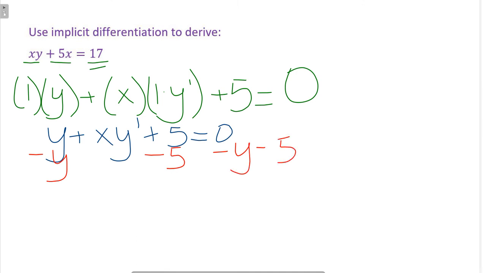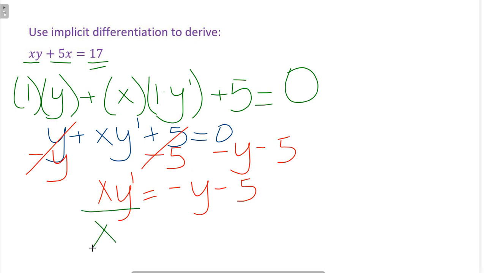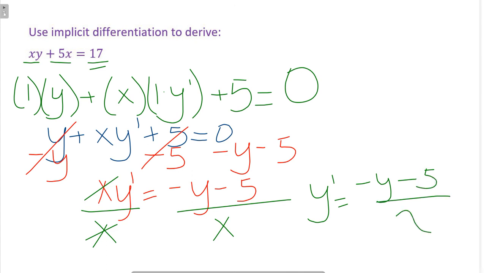Okay, so there you go. Y minus y is nothing. 5 minus 5 is nothing. X y prime equals negative y minus 5. We are almost there. We are simply now going to divide by x, right? Because we have x times y prime. Opposite of multiplying is dividing. Remember to divide the whole thing over there. So we get y prime equals negative y minus 5 all over x. Again, derivative in terms of x and y makes perfect sense because we started with an equation in terms of x and y.